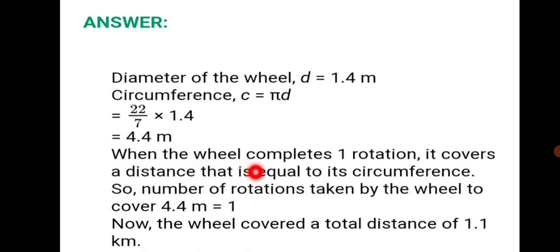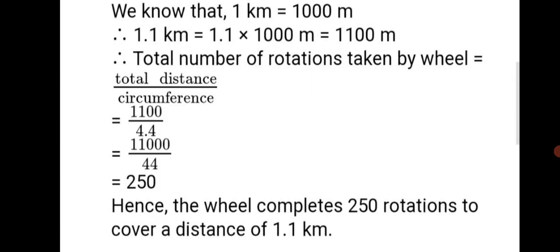That means when the wheel completes one rotation, it covers a distance that is equal to its circumference. Means when the wheel completes one rotation, it completes 4.4 meters. So number of rotations taken by the wheel to complete 4.4 meters is equal to 1. Now the wheel covered a total of 1.1 kilometers. So we know that 1 kilometer is equal to 1000 meter. 1.1 kilometer is equal to 1.1 into 1000 meter is equal to 1100 meters.